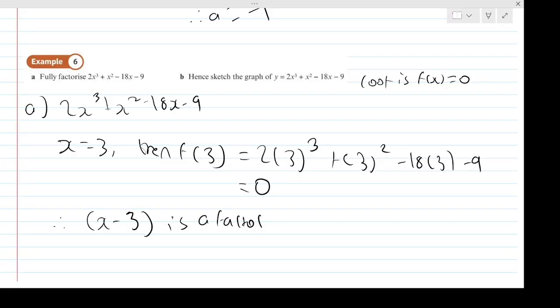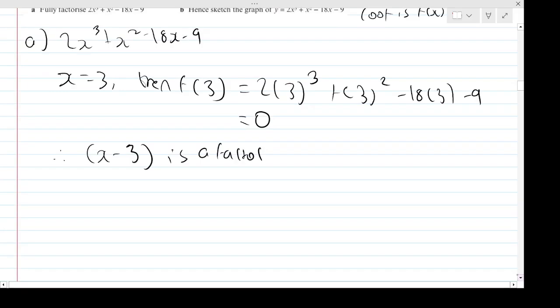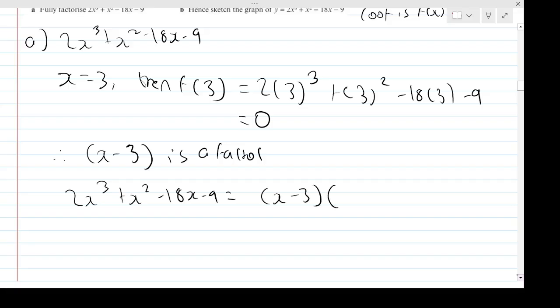Then you can use the calculator to help you tell you what it is, and then you can substitute that in to get it to 0. But anyway, we found a factor then, so that means that 2x cubed plus x squared minus 18x minus 9 is now x minus 3, and then some other polynomial, right? Because it's a factor.